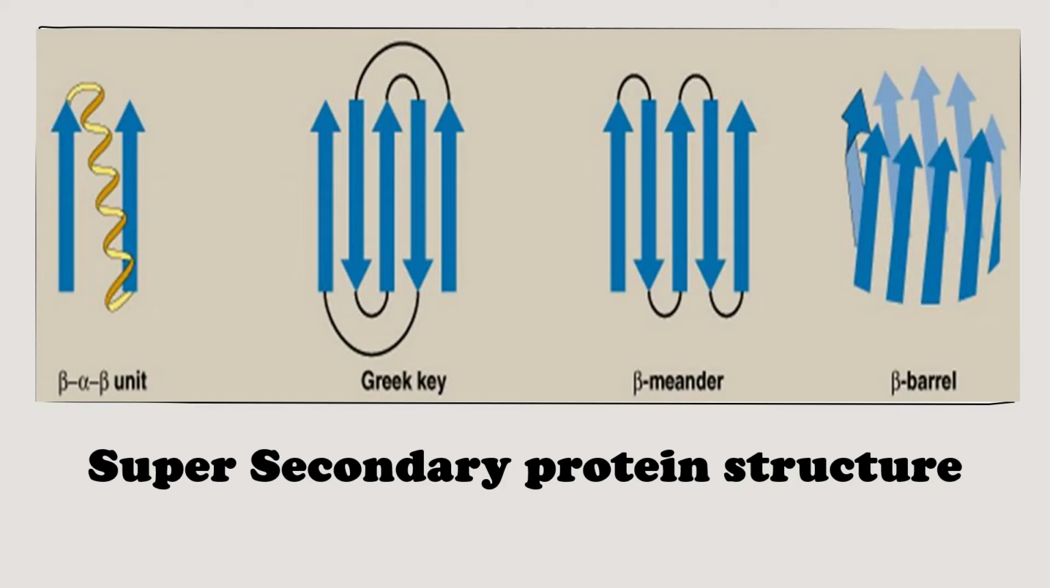Can you see the first one? That is called the beta alpha beta unit. The second one on your screen is called the Greek key. The third one on your screen is called the beta meander, and the fourth one on your screen is called the beta barrel. So like I said, they're also called motifs.